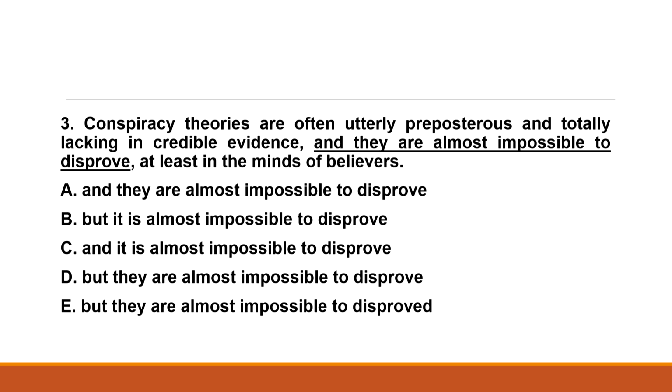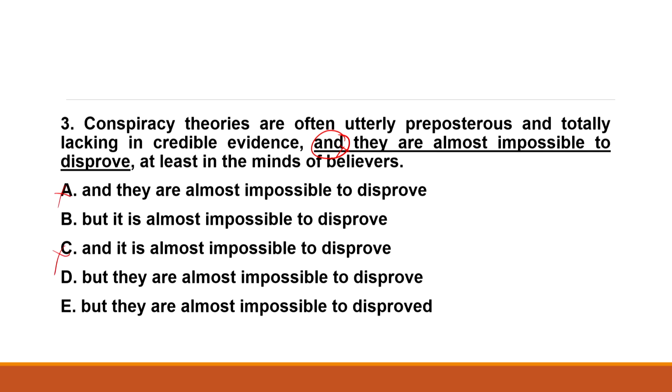So, in the given question, the underlined part is actually a contrast. The sentence says that conspiracy theories totally lack evidence and also says that they are impossible to disprove, and it makes the two things contrasting. Therefore, "and" must be replaced with "but". So, if we look at the options given, option A and C are automatically eliminated.